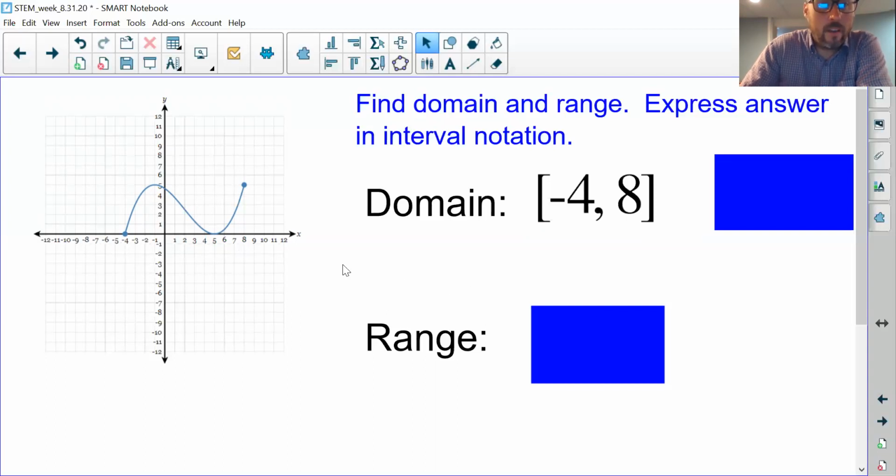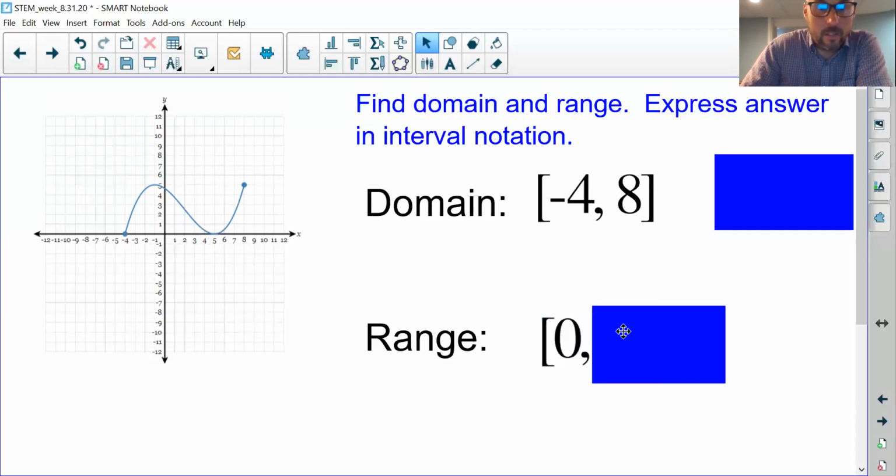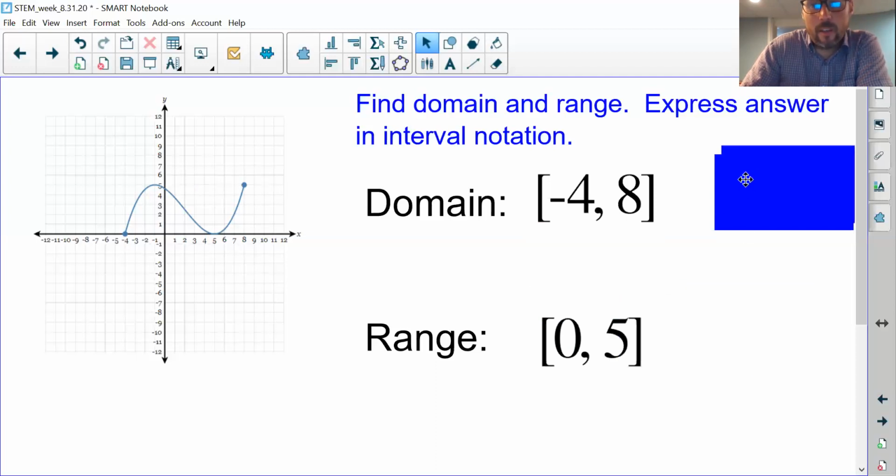The range is the y value, so I pick my smallest possible y value, which in this case is 0. There's a y value of 0 right here and here. Doesn't matter, it's the same difference. 0 is the smallest range value, and it's included. What's the largest range value? It looks like it's positive 5. The function hits positive 5 here and over here. So every y value between 0 and 5 is represented on this function.